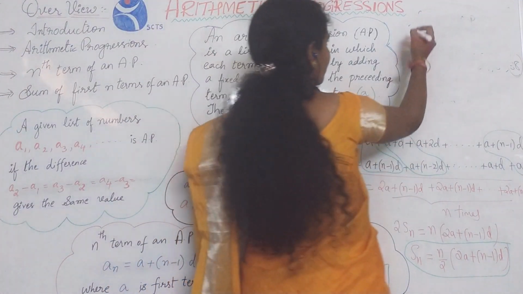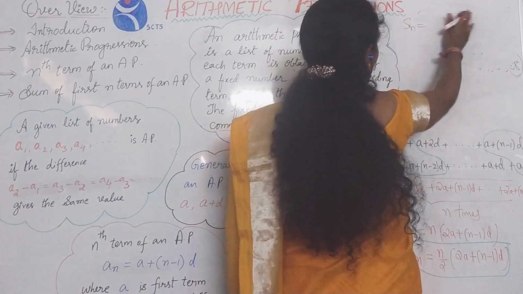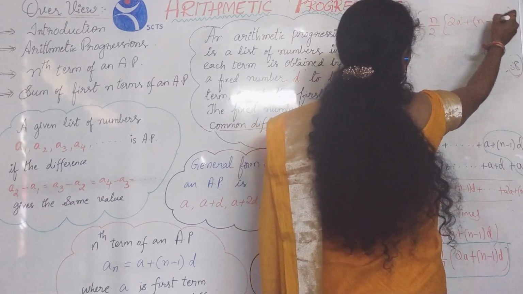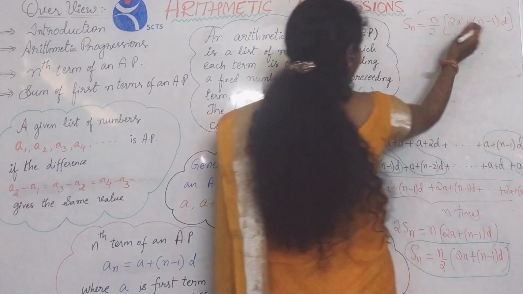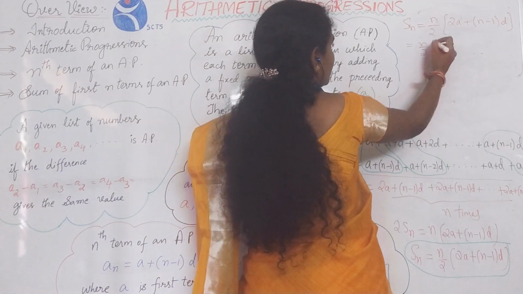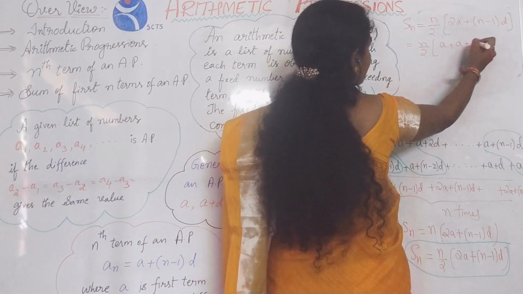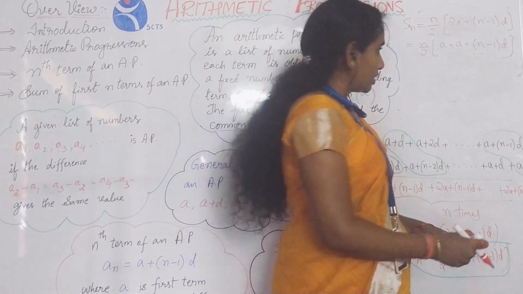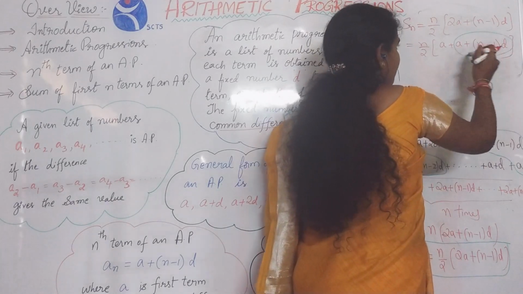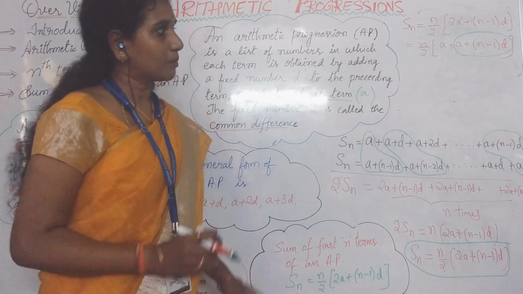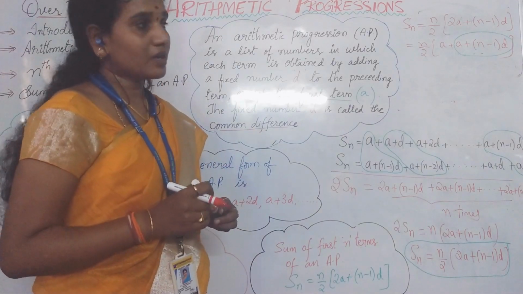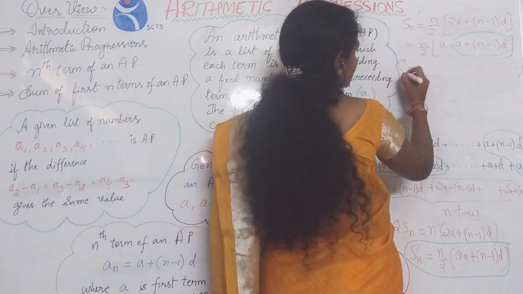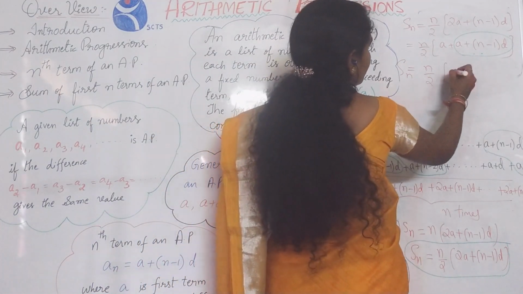Now, taking the formula, Sn is equal to n by 2 into 2A plus (n minus 1) into D. I can write 2A as A plus A. So, n by 2 into A plus (A plus (n minus 1) into D), where if I give a name for A plus (n minus 1) into D as the last term, L, so Sn is equal to n by 2 into A plus L.